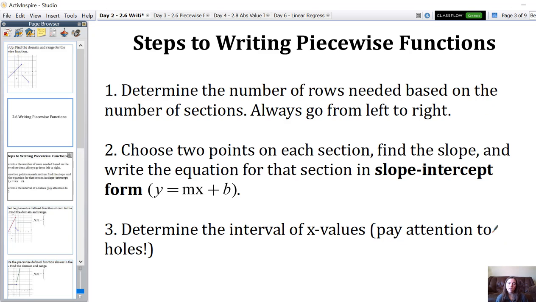Then we're going to pick 2 points in each section to find the slope of that section, and then write the equation for that section in slope-intercept form. And then finally, we're going to figure out the interval of the x values, where we need to pay attention to the holes so that we know if we need to put strictly less than or strictly greater than, or if there aren't any holes, we'll just put less than or equal to or greater than or equal to.